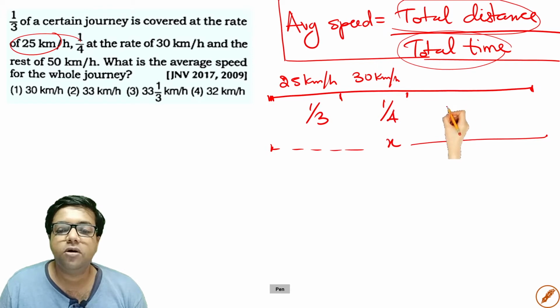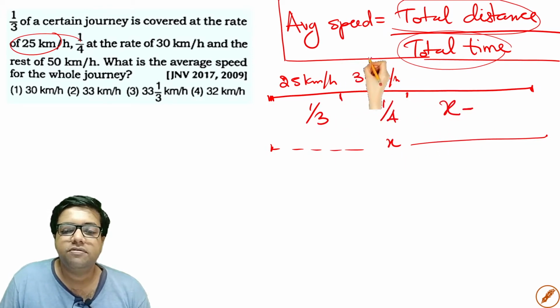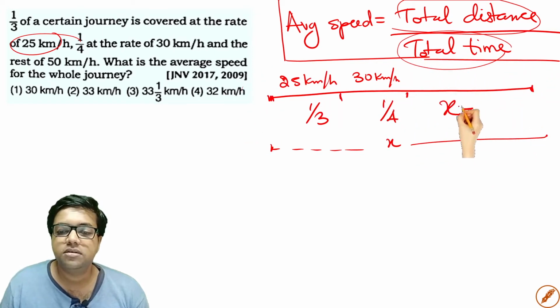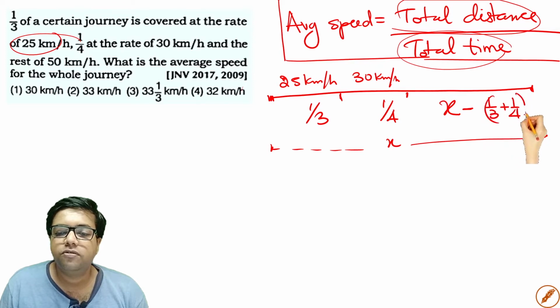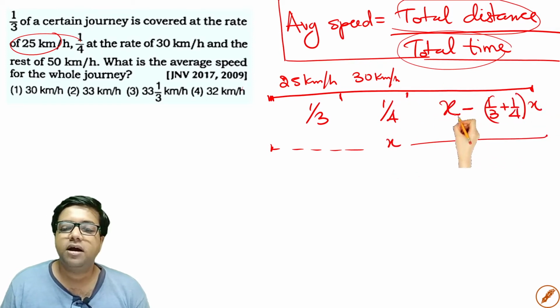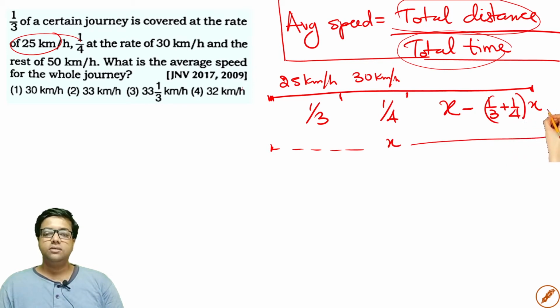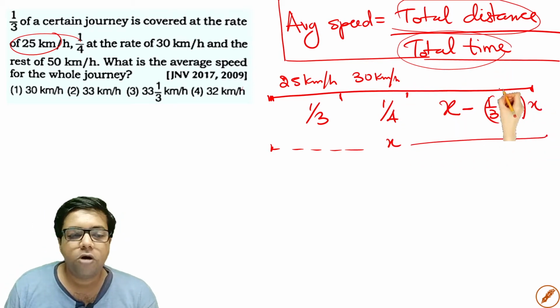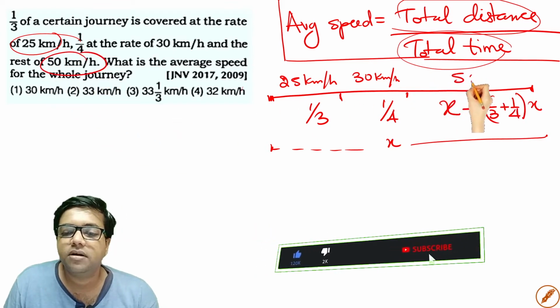And the rest will be what? Total distance minus this part. If I take away this part, what remains? Only this part remains. So the total is x, and I take away 1 by 3 plus 1 by 4 of x. So this part is x minus (1 by 3 plus 1 by 4) of x. At this part, with what speed did he travel? He traveled with 50 km per hour.